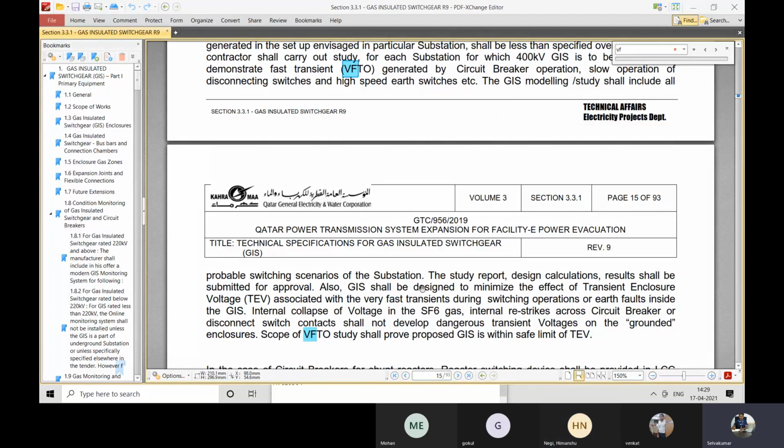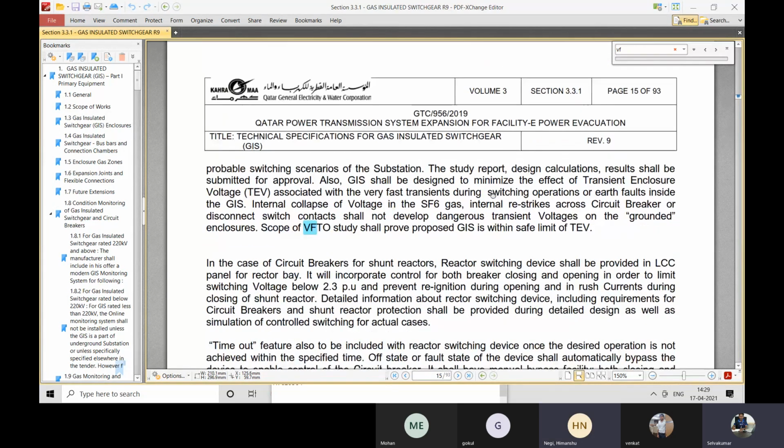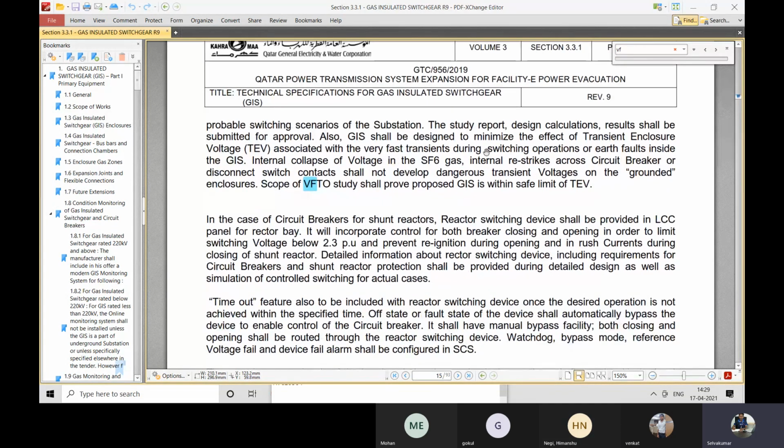So we can interpret it anyway, but if any study is to be done, they might be explicitly telling as well in some of the cases. But here is what I am interested in with respect to your study. When CDEGS comes, I guess this is also part of this one, right? The study report and design calculations are submitted for approval.